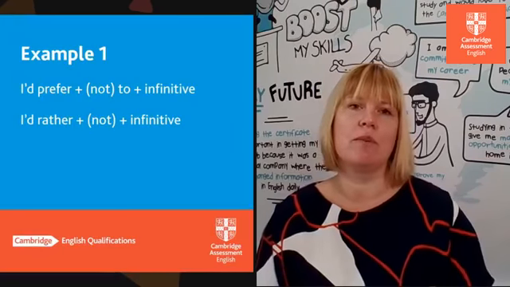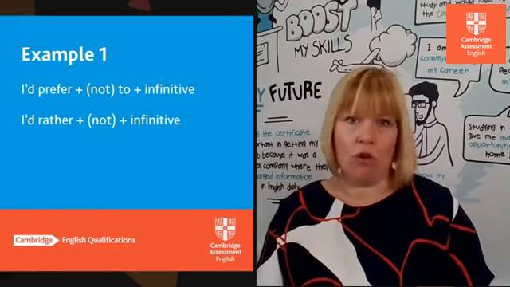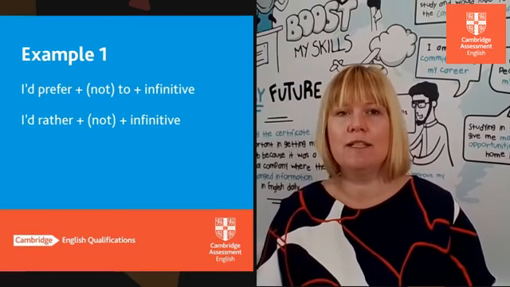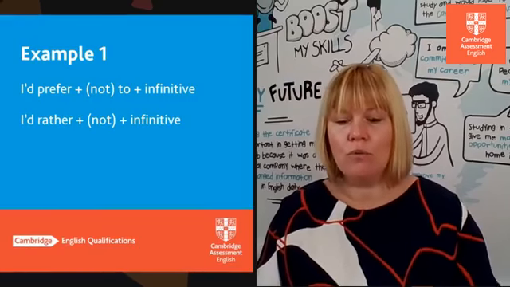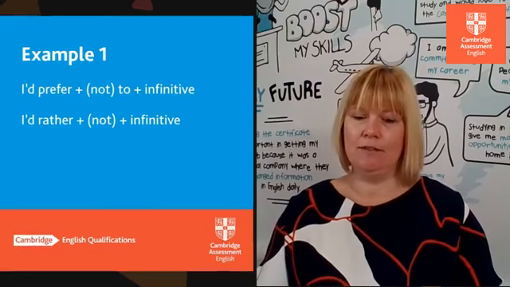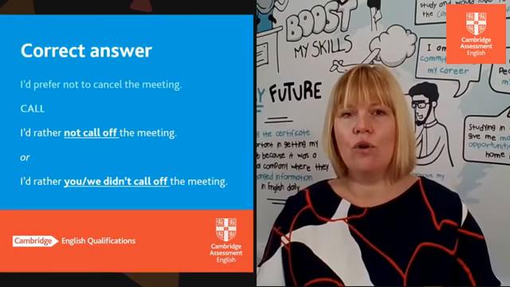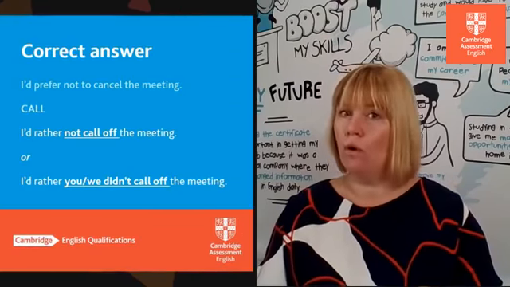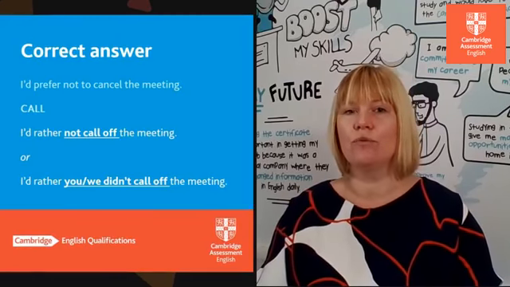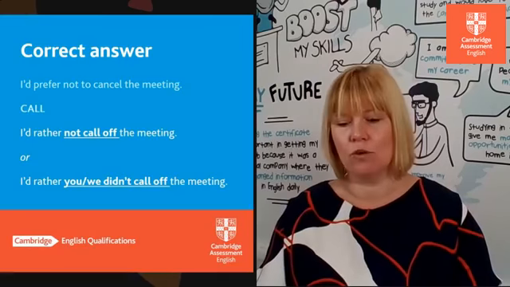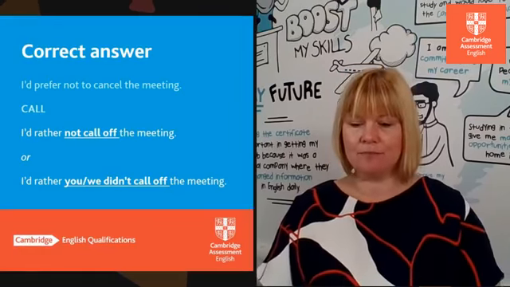Okay, so we've got those rules up on the screen now. I'd prefer plus not, if necessary, to infinitive, or I'd rather not infinitive. So what is the correct answer? The correct answer is I'd rather not call off the meeting. Or another correct answer would be I'd rather you didn't call off the meeting, or I'd rather we didn't call off the meeting. Okay, all these options would be correct.